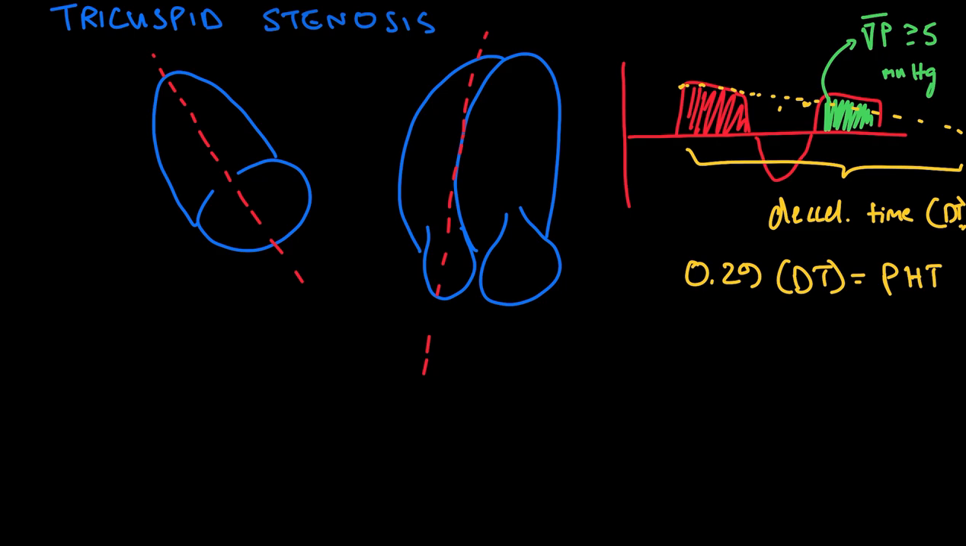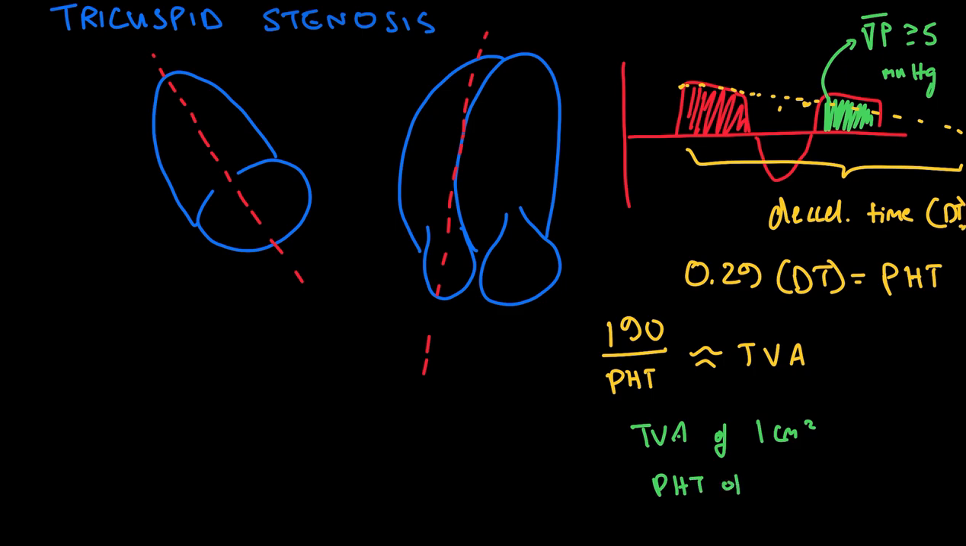And then if you take 190, this is again an empirically derived formula, 190 divided by your pressure half time, that approximately equals your tricuspid valve area. And the numbers to remember would be that a tricuspid valve area of 1 centimeter squared, or by extension, a pressure half time of 190, either of those would be severely stenotic.